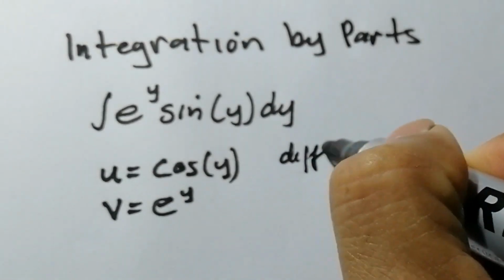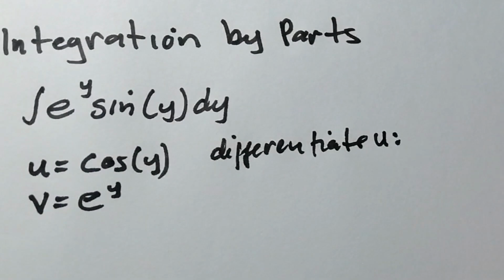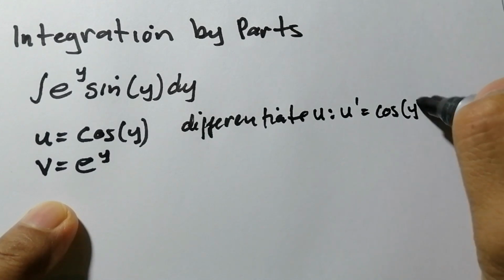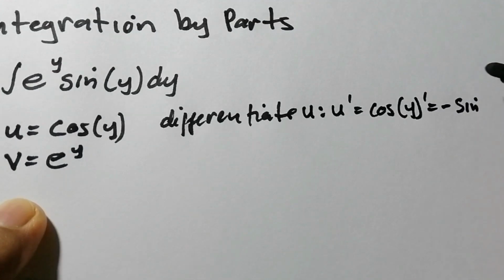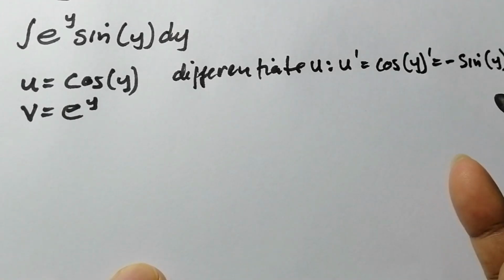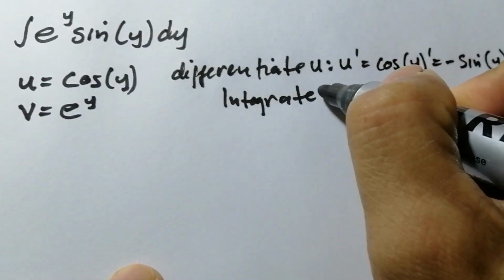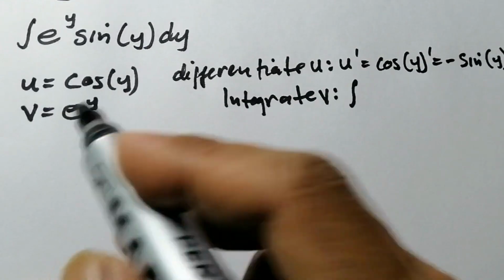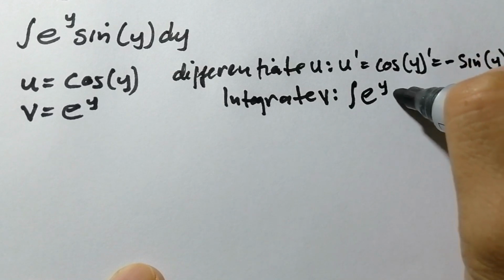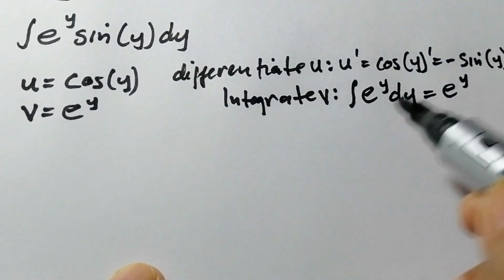Differentiating u, this is written as u prime, the derivative of sine y, which is equal to cosine y. Now the next step is we're going to integrate the v. The integral of v, e raised to y dy, is equal to e raised to y, so the same.